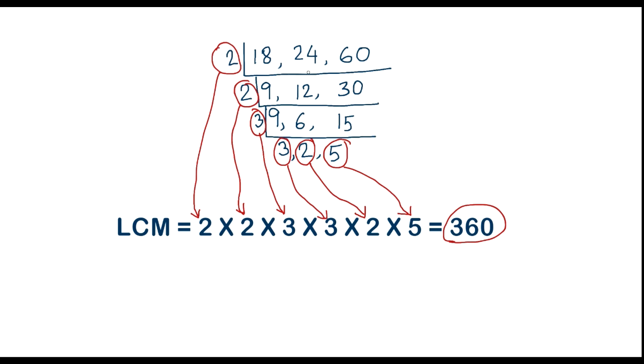So no matter how many numbers you have to find the LCM of, you will follow this process. You will do it in this way. Just start with the smallest prime number. If you can divide at least two numbers from the list with 2, then start with 2. Then go on. If you cannot divide with 2, go for 3. If you cannot divide with 3, then go for 5.